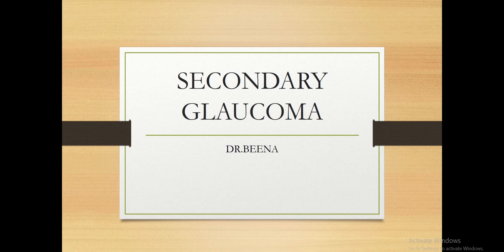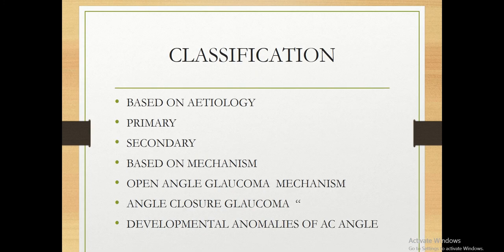Glaucoma by itself is a very complex topic, but if you can understand the mechanisms behind it, it becomes rather easy to grasp. So coming to the classification. The classification can be based on etiology or it can be based on a mechanism. Based on etiology, they are classified as primary and secondary. I'll be elaborating about it in the coming slides. And based on mechanism, you have an open angle glaucoma mechanism, angle closure glaucoma mechanism, and also developmental anomalies of the anterior chamber angle, which play a big role in developmental and congenital glaucomas.